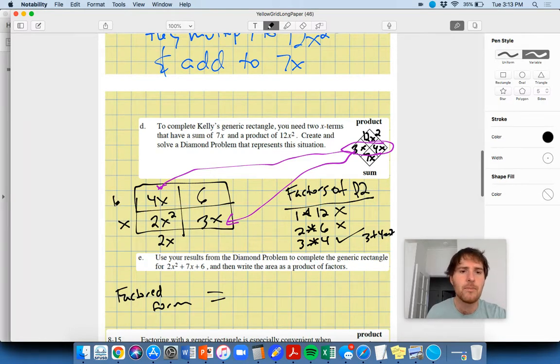So now I need to put 2 up here, and I need to put 3 down here. And look, it all checks out, right? You can do it quickly in your head to make sure it double checks. 3 times 2 is 6, 3 times x is 3x, 2x times 2 is 4x, and we're good to go. So our factored form here is going to be the outsides right here. It's going to be x plus 2 times 2x plus 3.